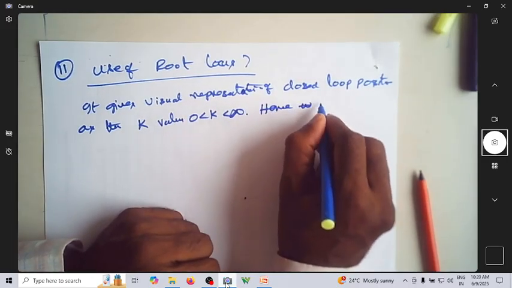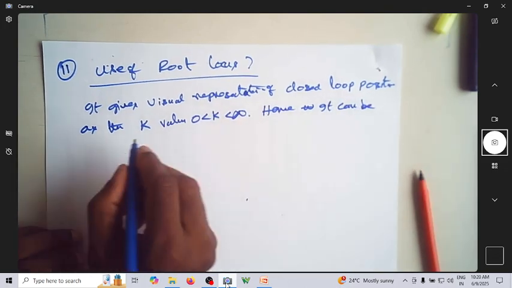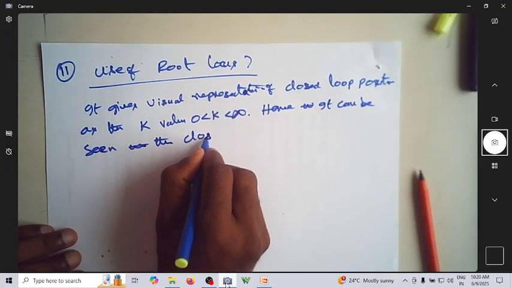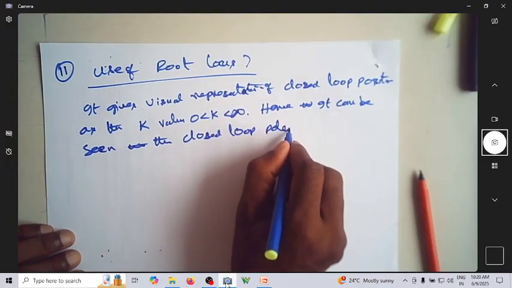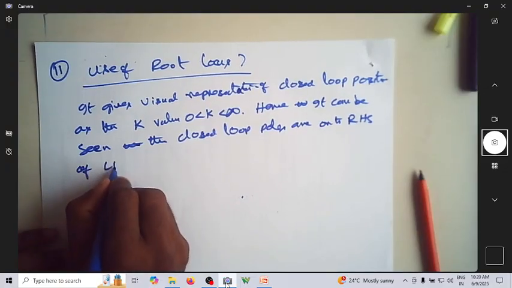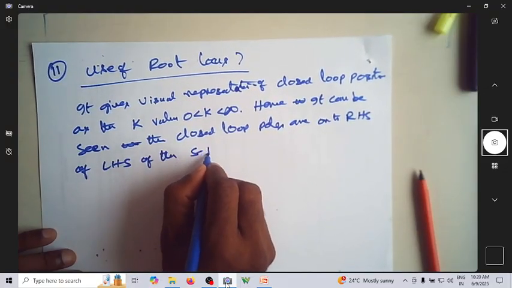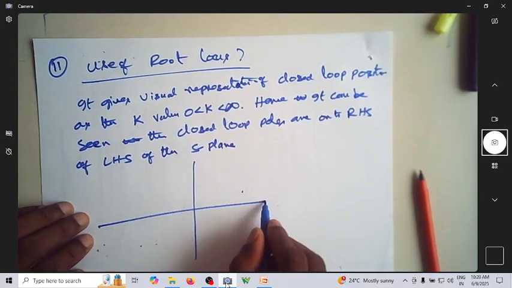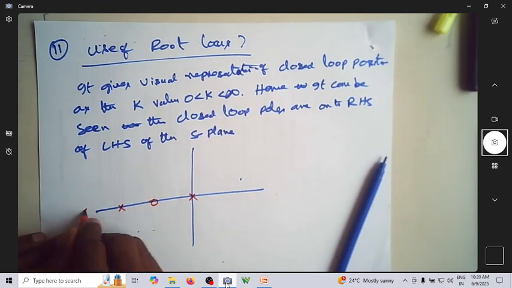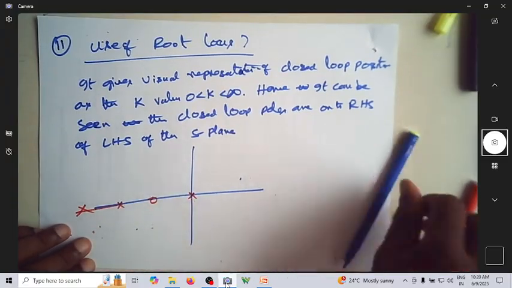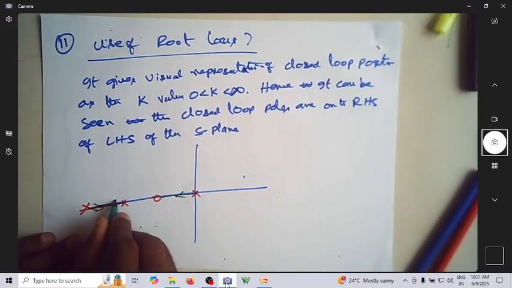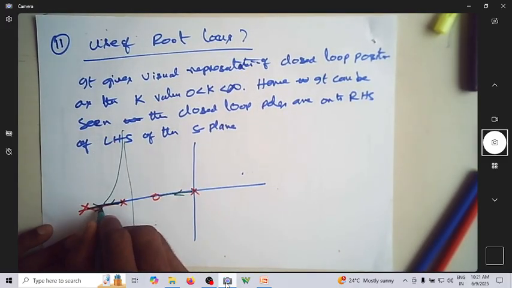Hence it can be seen whether the closed loop poles are on the RHS or LHS of the S-plane. Meaning, assume that this is how a particular system is. Assume that it will end up with something like this. This will go here and they will break somewhere here, and then there is some asymptote. It actually goes like this.